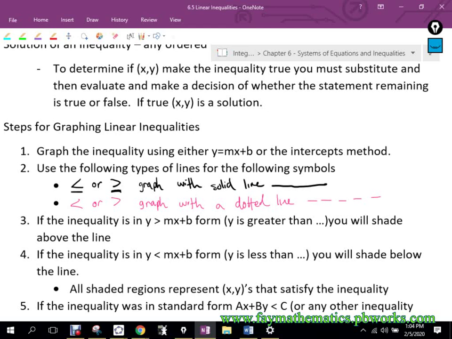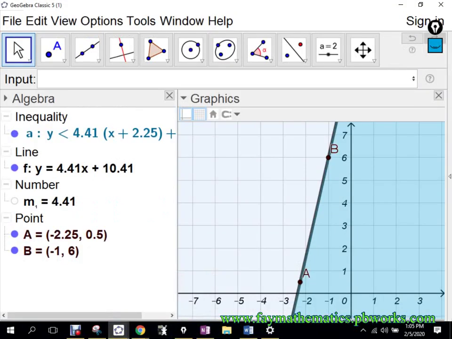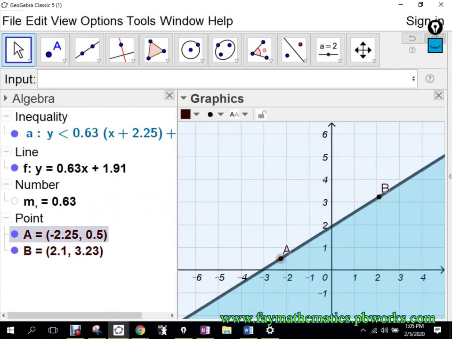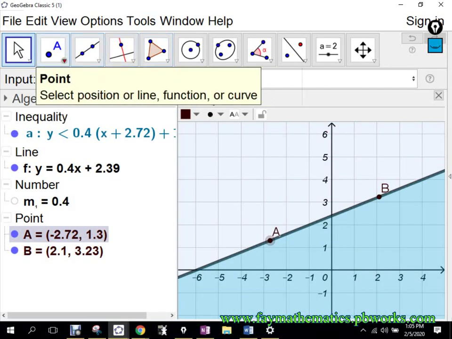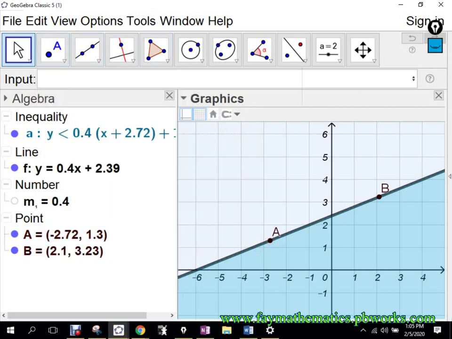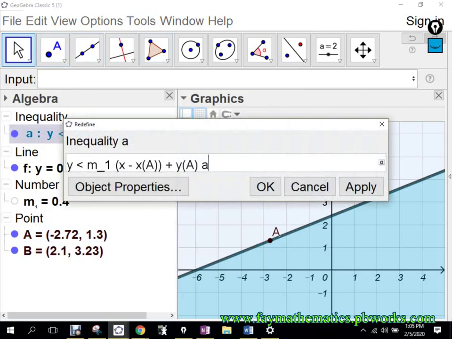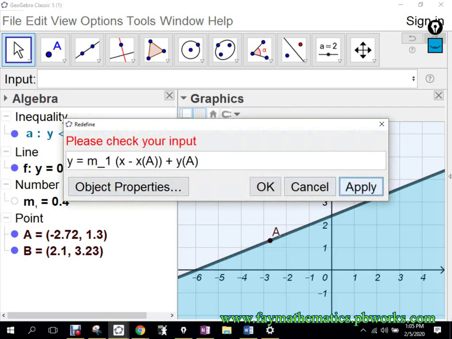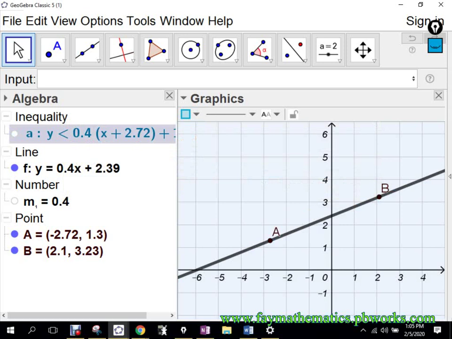Step 3 says if the inequality is in y is greater than mx plus b form. So it says y is greater than. Okay. That means what we'll be doing is looking for y values that are above or greater than the line that you have just drawn. So if I've got a line here, okay, so here is my line right now, would you guys agree that, let me just remove this to an equal sign real quick. That didn't do it. Equals.